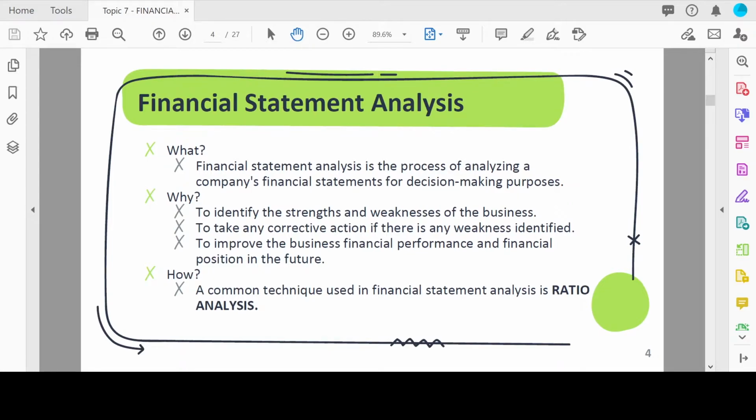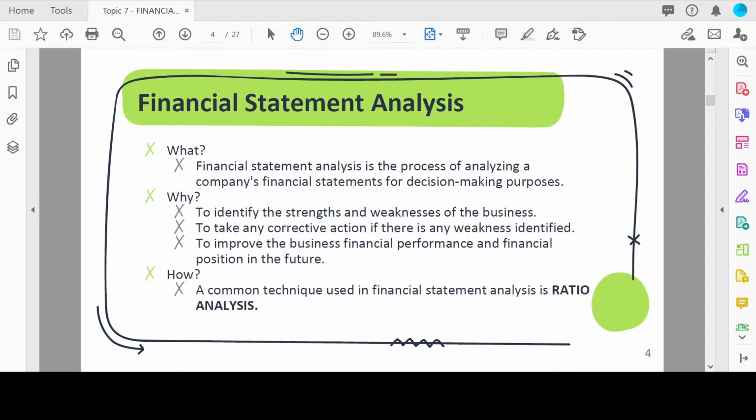What is a financial statement analysis? A financial statement analysis is simply the process of analyzing the financial statements, which are the statement of financial position and the statement of profit or loss, for decision making purposes. We are going to connect the numbers that we have in those statements. Instead of looking only at the numbers, looking only at the trend, maybe increasing or decreasing in the numbers, we are going to connect them and then come up with a better information for a better decision making.